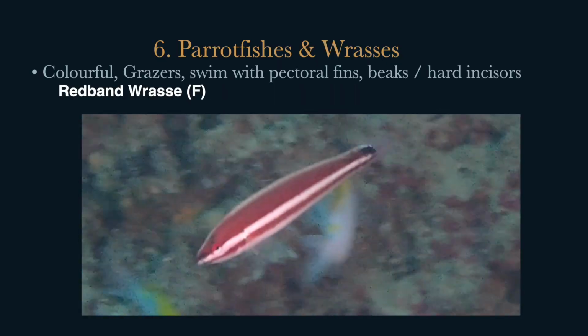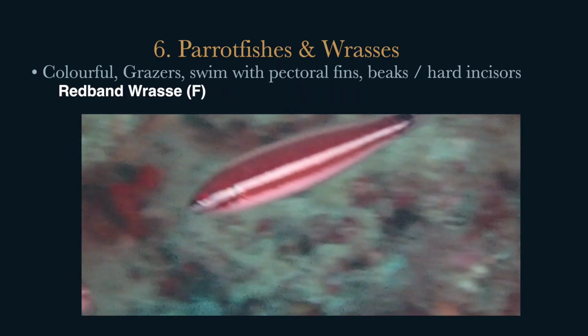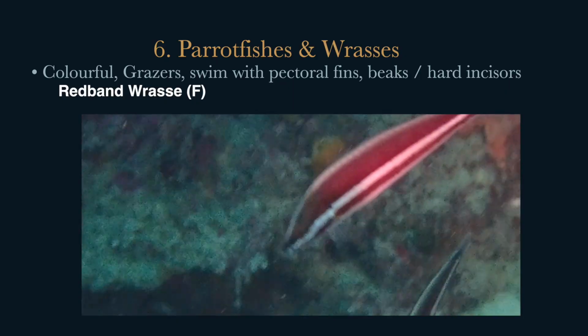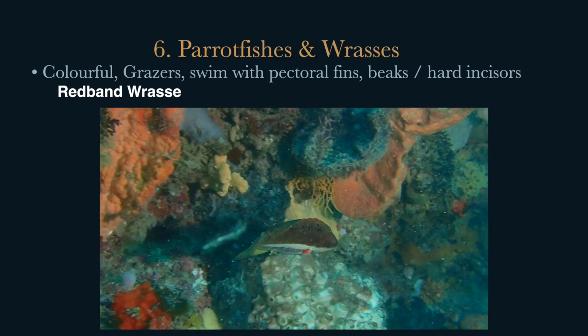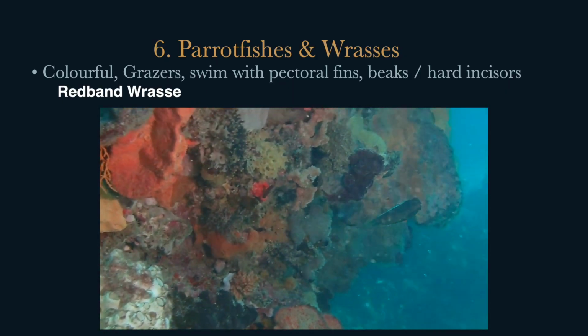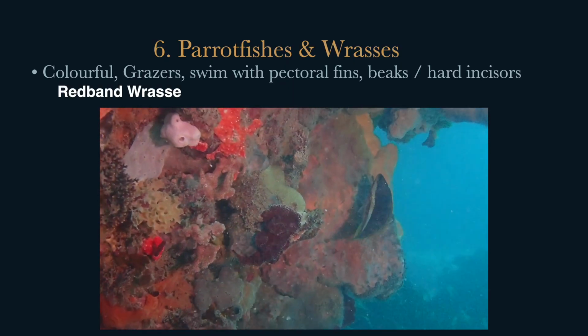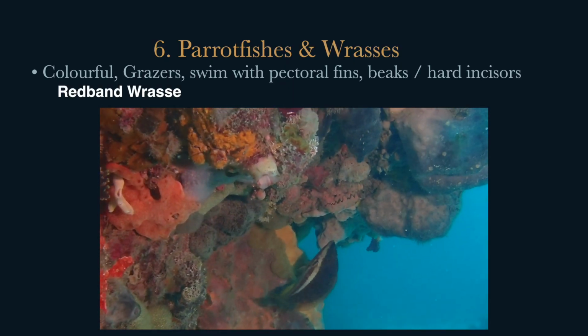Red band wrasse are another common wrasse that can grow to 18 centimeters and live in temperate and subtropical waters. It's also hermaphrodite and eats invertebrates. The males can look a little bit like small perch.